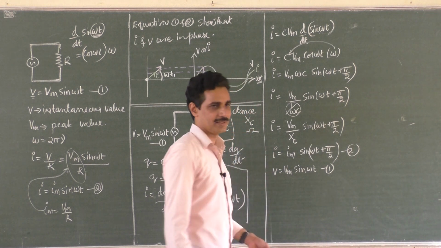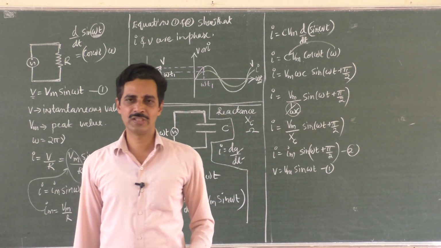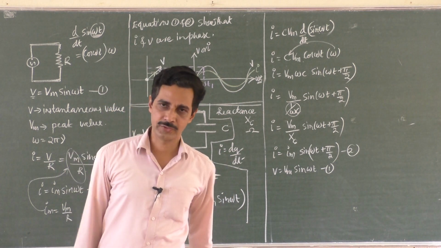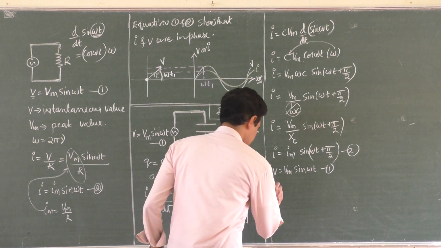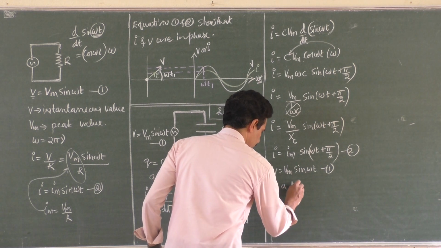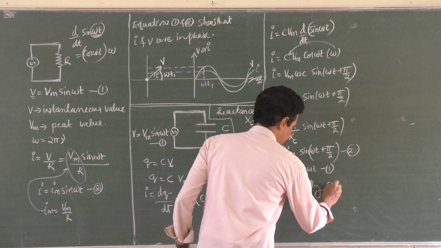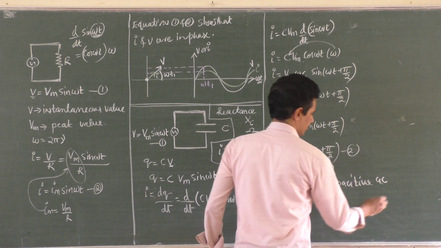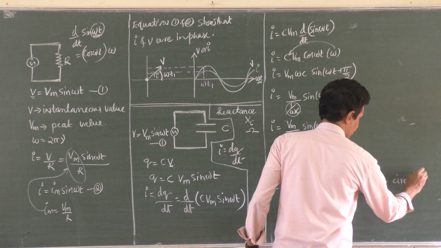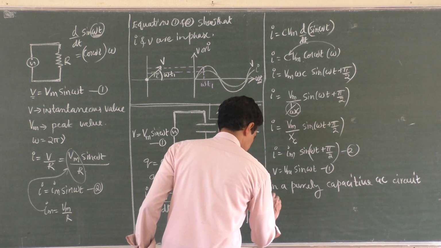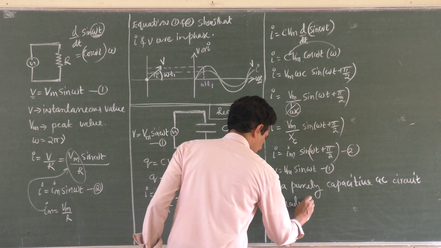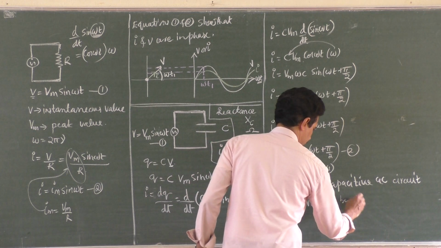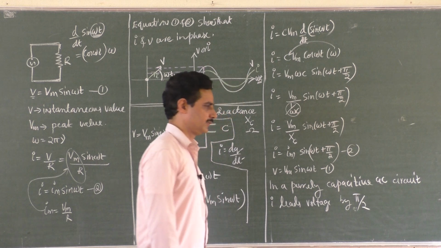So what does it indicate? In a purely capacitive circuit, current leads the voltage by pi by 2. So shall I write that sentence? In a purely capacitive AC circuit, current leads voltage by pi by 2. Hope you have understood the meaning of this.